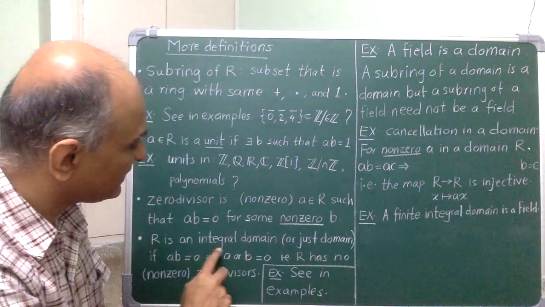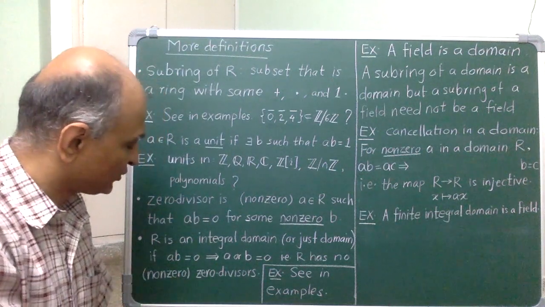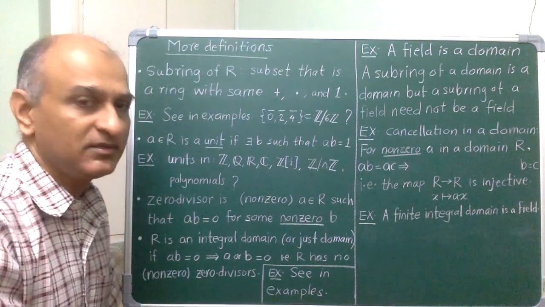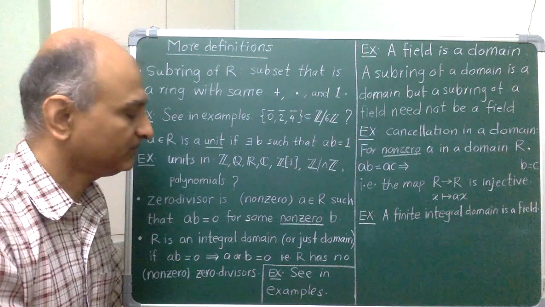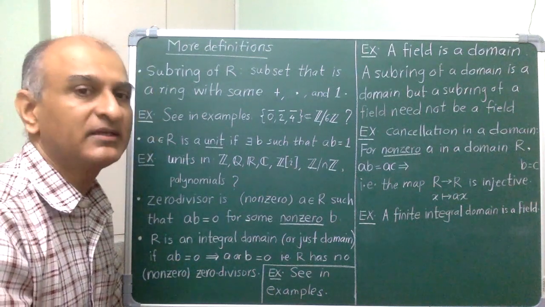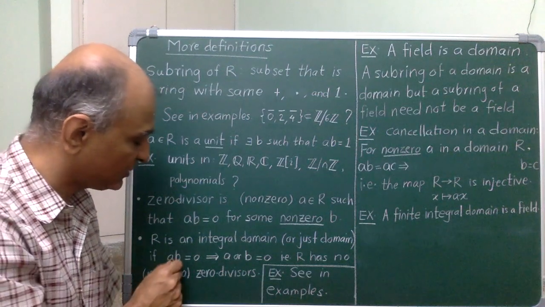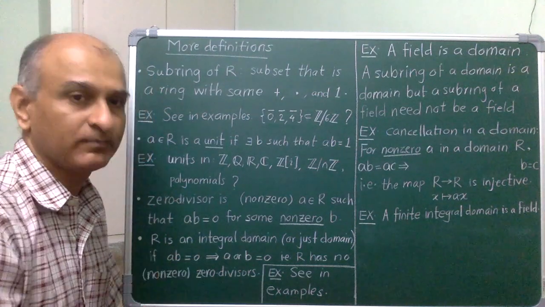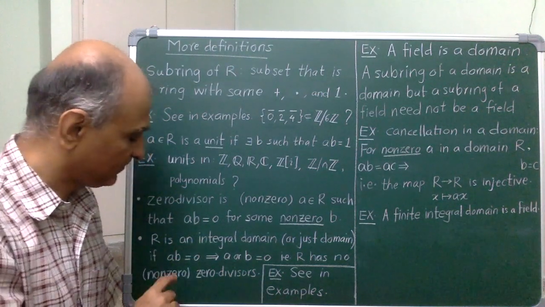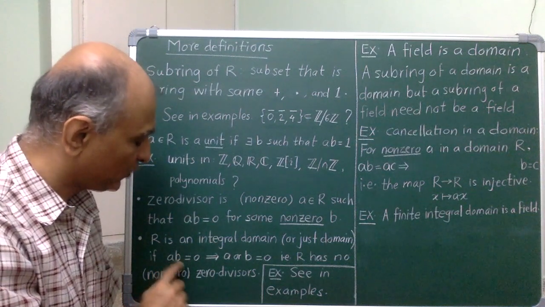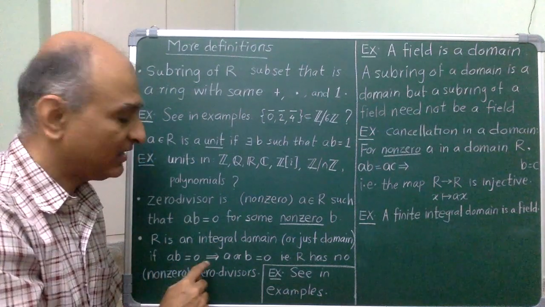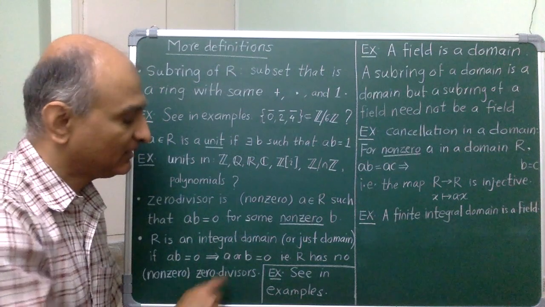The next notion is an important one. So I call a ring an integral domain, or sometimes just a domain, if the following does not happen. What I do not want happening is two non-zero elements multiplying to 0. In other words, in an integral domain, if AB is 0 and if A is not 0, then B must be 0.